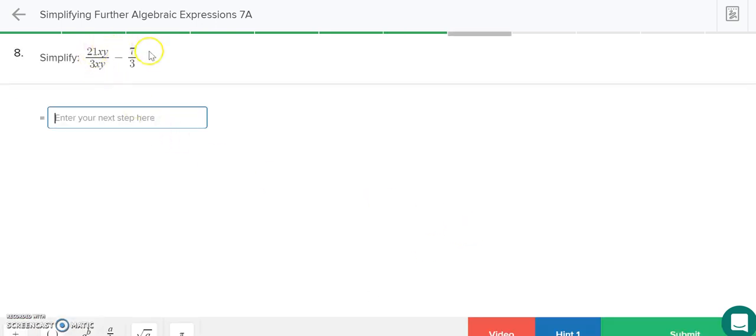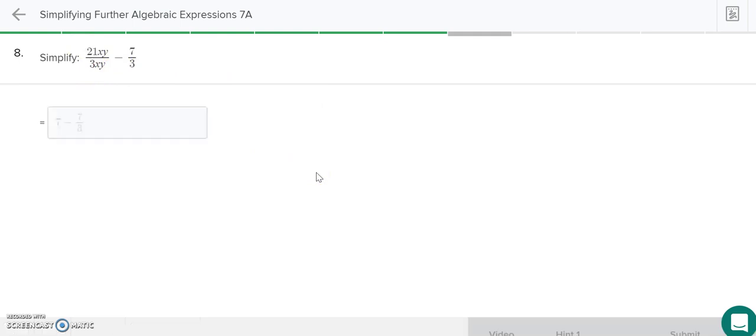Going on, this question here says to simplify 21xy over 3xy minus 7 thirds. So the first thing you should recognize here is that you have two separate fractions, which means you can simplify this first one on the left. You've got an xy on the top and an xy on the bottom, and 21 divided by 3 is just 7. So really what I want to do is 7 take away 7 thirds.